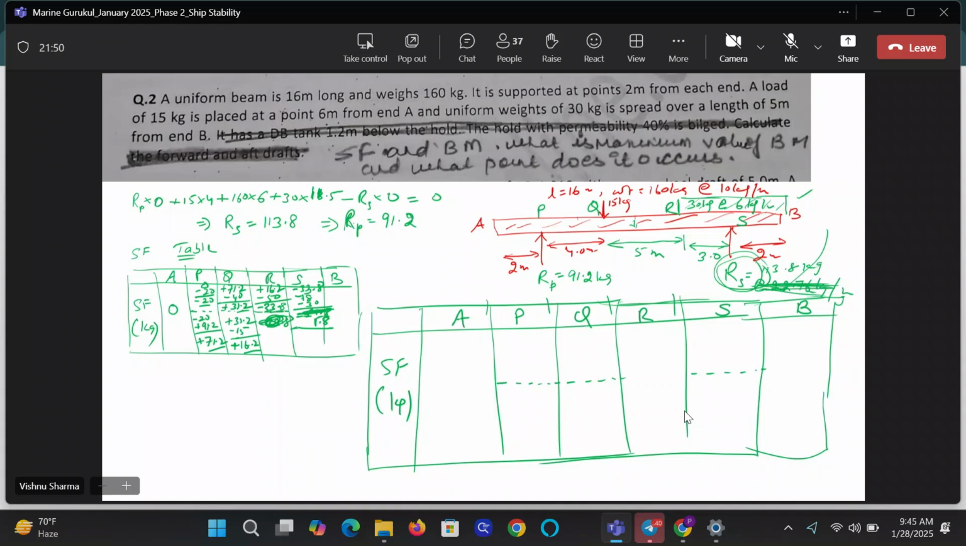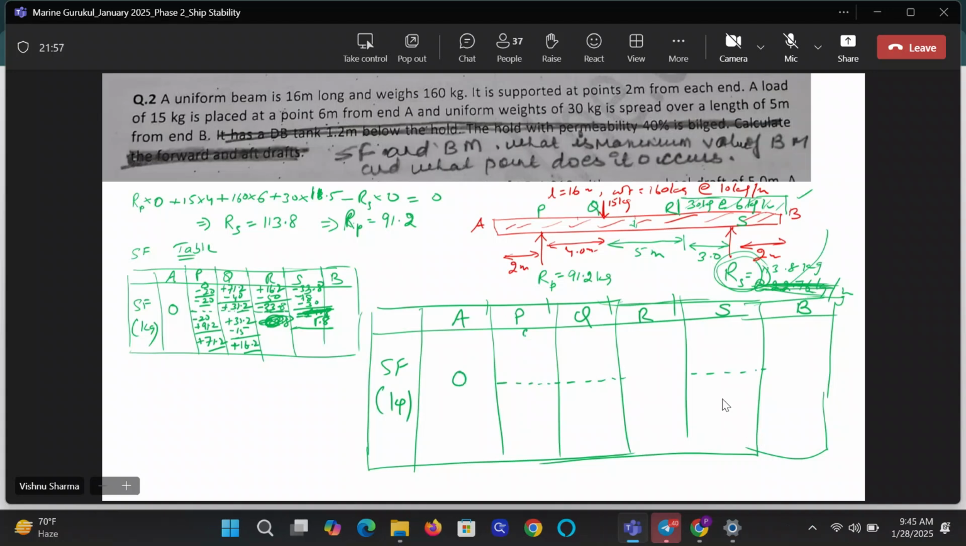Agree, sir. Totally agree. So the reaction, the SF at A, will be 0. I carry forward 0. Now I'm speaking. If I was doing this myself in an exam, this is how I would be doing it.